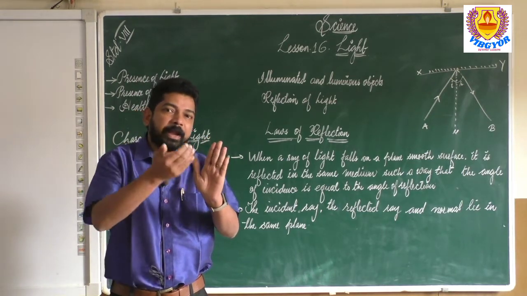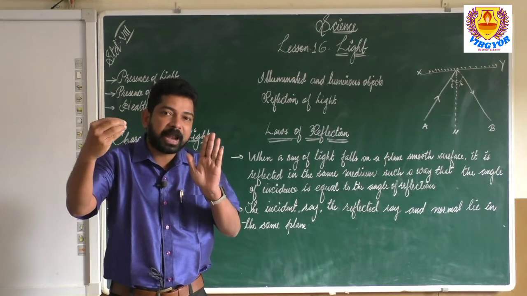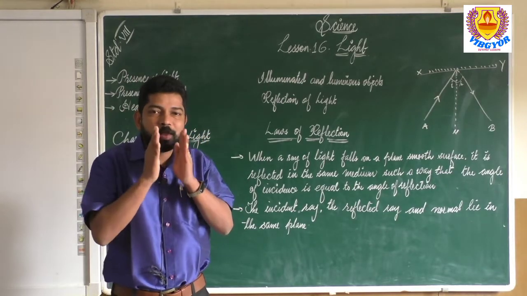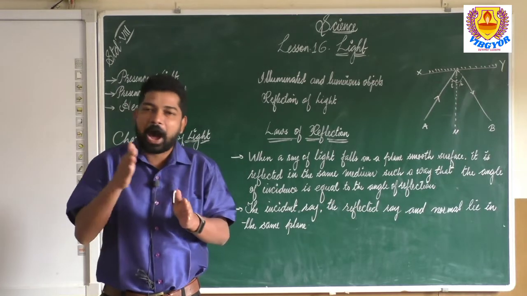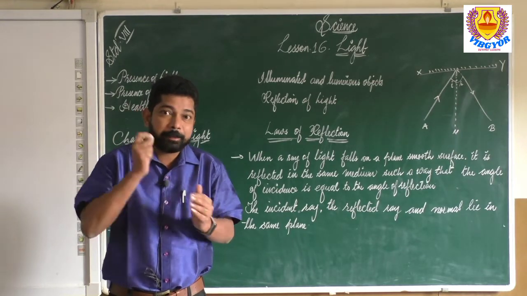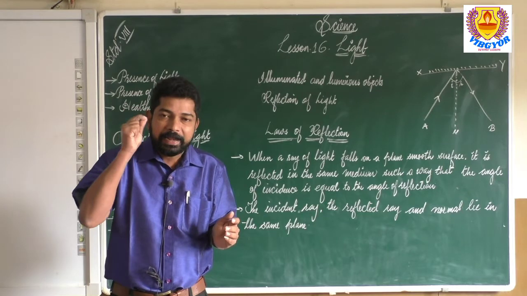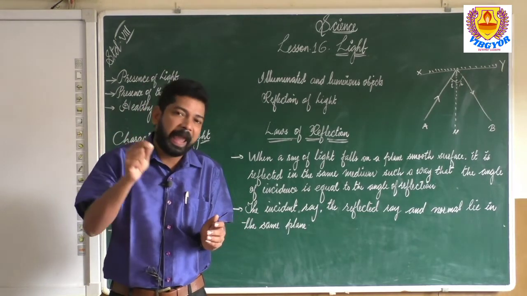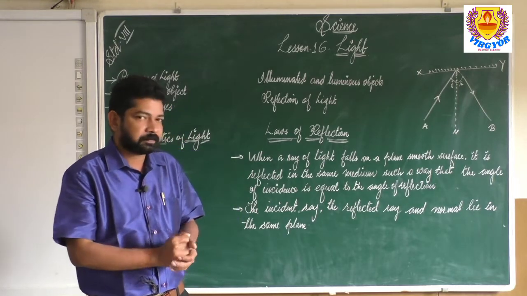Because light travels in a straight line, it cannot bend. Next, no objects will be visible in the absence of light. That means light is needed to make the sensation of vision, or light is needed to see any object.